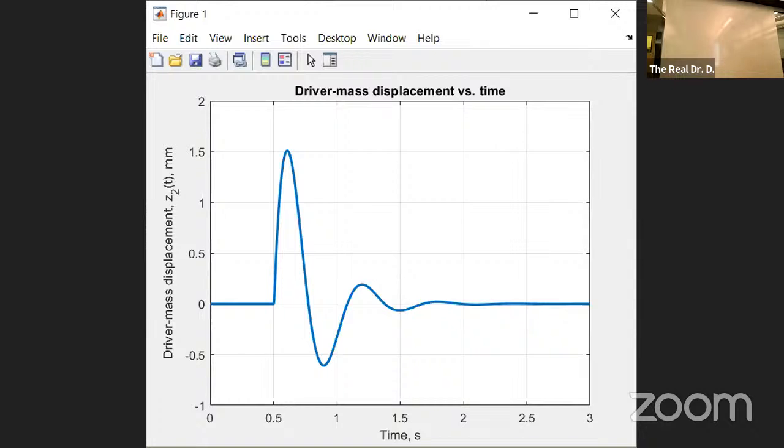So what do we have? This is the driver mass displacement versus time. So what do we see? Right, we're driving along half a second, we hit the bump. Guess what? The driver goes up for about 1.5 millimeters, comes down back into the seat by about 0.6 millimeters, then comes up and settles, right?